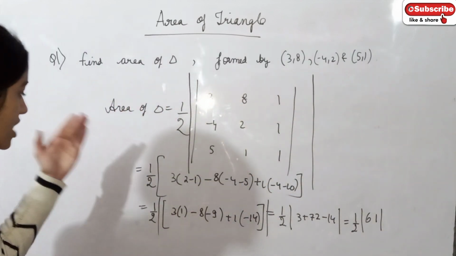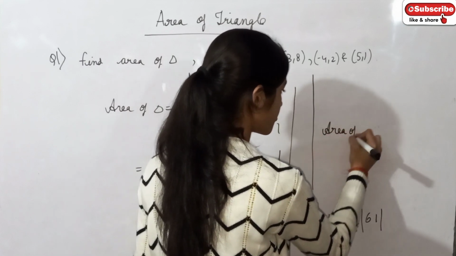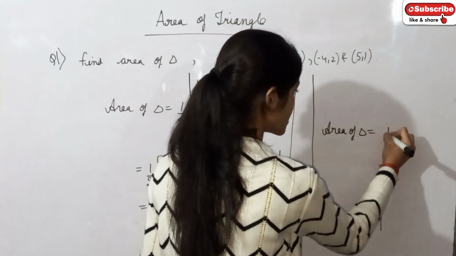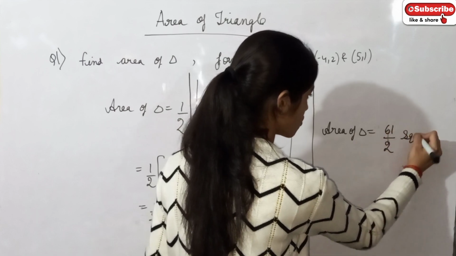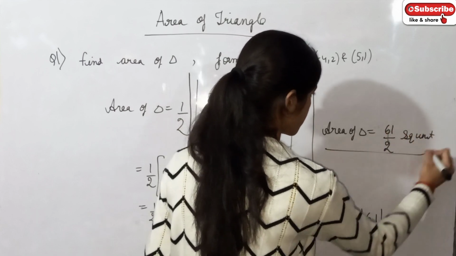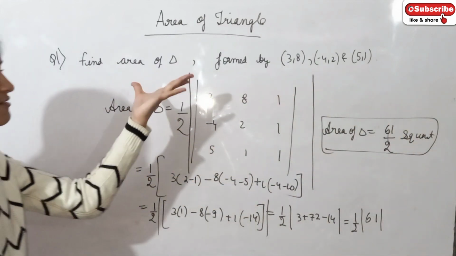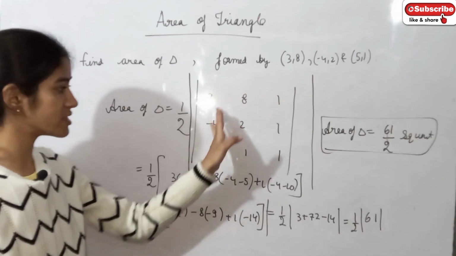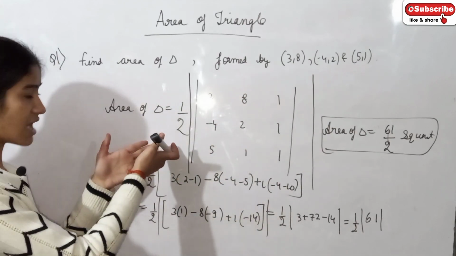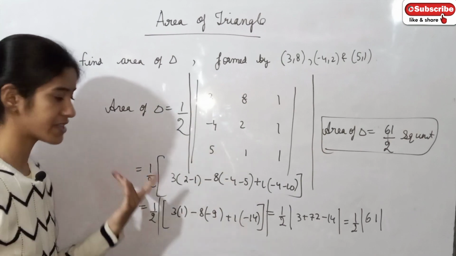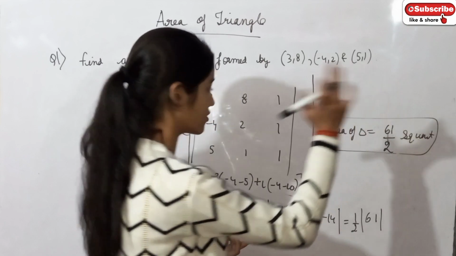We have seen that the area of the triangle is 61 by 2 square units. We have found the area of the triangle with the help of a determinant. What we have done is simply put all the coordinates in the form of a determinant and multiplied with half, and we get the value of the area of the triangle, that is 61 by 2 square units.